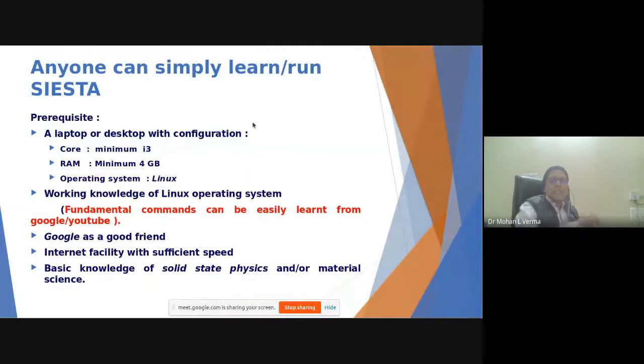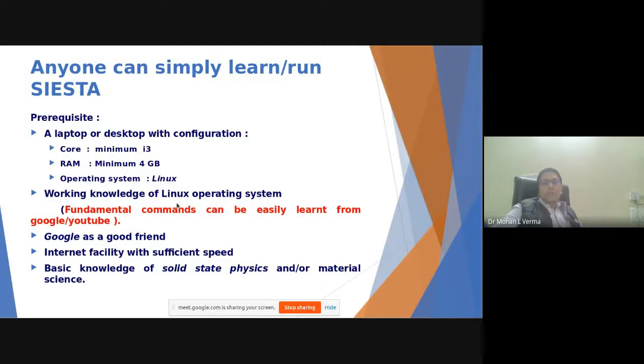And this is very simple to learn. It is cost effective, and fast compared to other tools. If you want to study a system, you just need one laptop. The minimum requirement is an i3, which is sufficient. RAM is minimum 4 GB. If you have 16 GB, that is good. But you can start from 4 GB for 10 to 12 atoms. Then, for the operating system, obviously you need Linux.